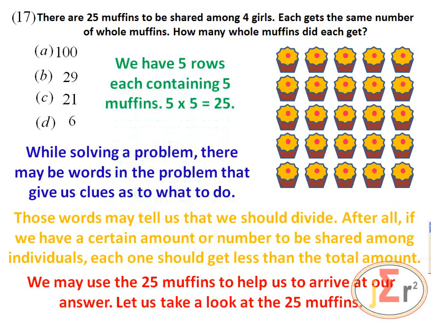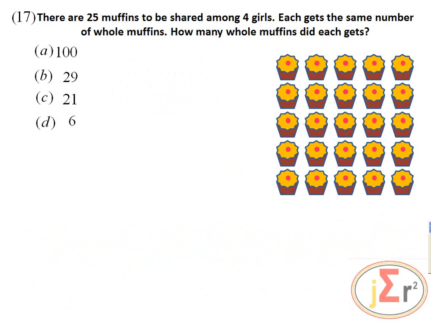We have 5 rows, each containing 5 muffins. So how many rows do we have? 1, 2, 3, 4, 5. How many muffins in each row? 1, 2, 3, 4, 5. If we have 5 rows of 5 muffins, we do not need to count them. We just say 5 fives equals 25 muffins. Jerry wants those 25 muffins.